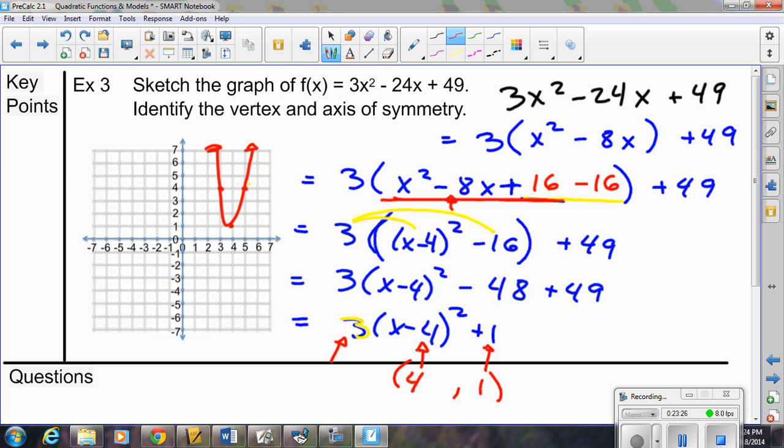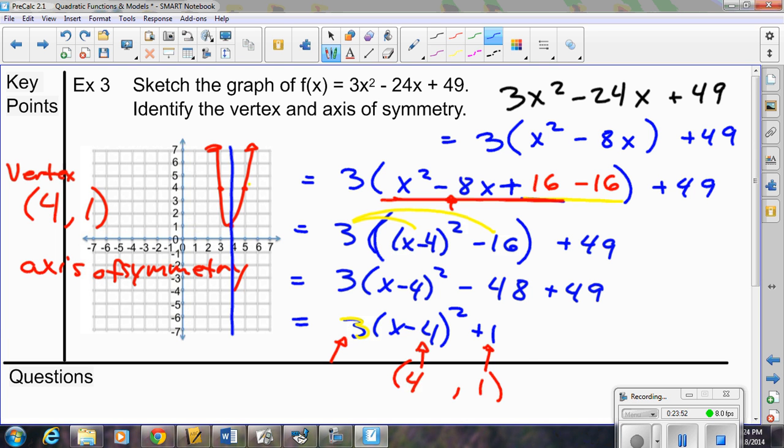We were still asked to name the vertex. We already did that. It's at the bottom, 4, 1. We were asked to name the axis of symmetry. I left off the y in symmetry. This is also really straightforward. Our axis of symmetry is right down the middle. It's a vertical line passing through the vertex. Vertical lines have the form x equals, and the x-coordinate of the vertex was 4, so we're instantly done.